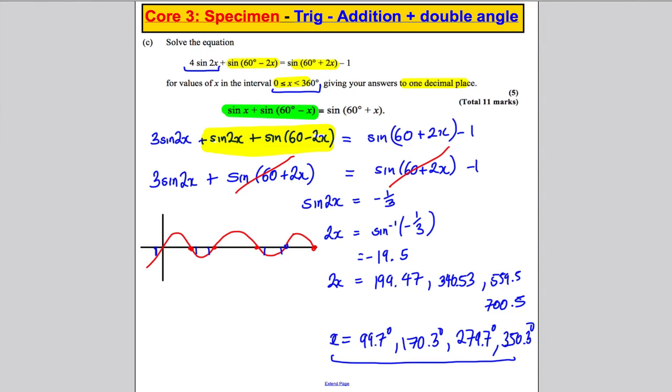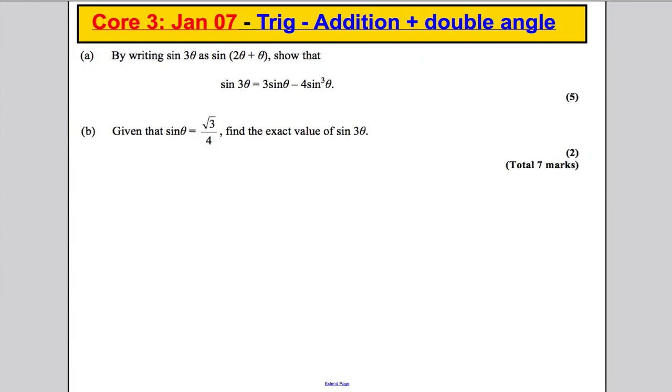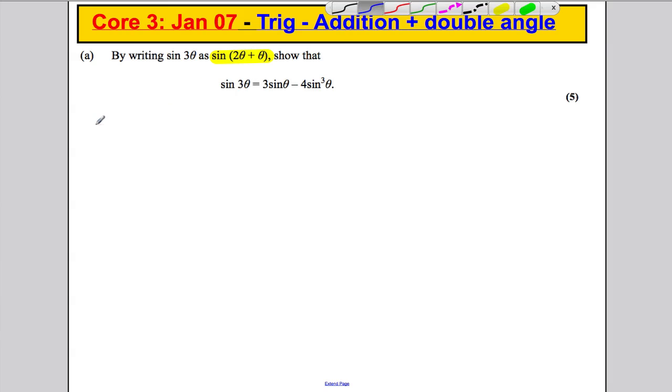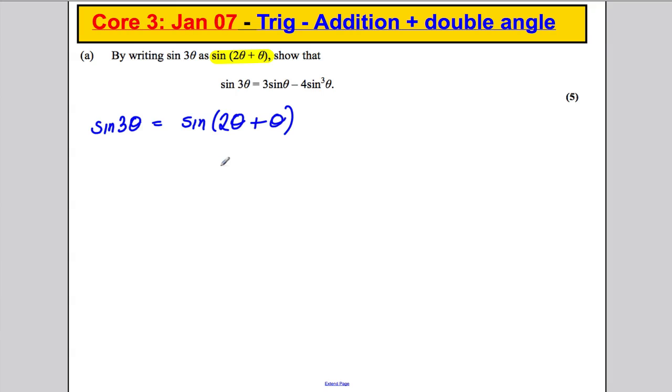Next question. Pause the video, have a go. Right. It tells you explicitly by writing sine 3 theta as sine 2 theta plus theta, show the following. So, sine 3 theta, it tells you to write that as sine 2 theta plus theta. Then you can use the addition formulae, the sine A plus B formulae, which tells you that this is equal to sine 2 theta cos of single theta plus cos of 2 theta sine of single theta.